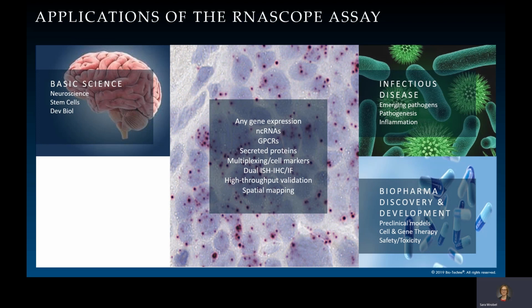Within biopharma discovery and development, we support a variety of different companies and research groups who are understanding their cell and gene therapies, both understanding the models that they're using to understand the mechanisms of how these work, but also assisting in safety and toxicity studies and preclinical modeling to understand where potentially highly gene modified cells are within tissues, as well as understanding and visualizing new innovative RNA therapies.